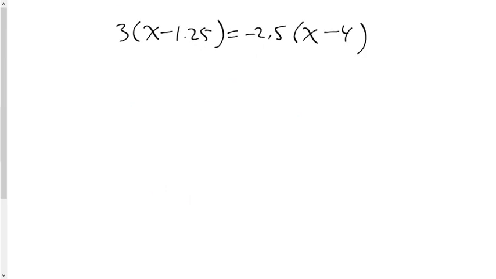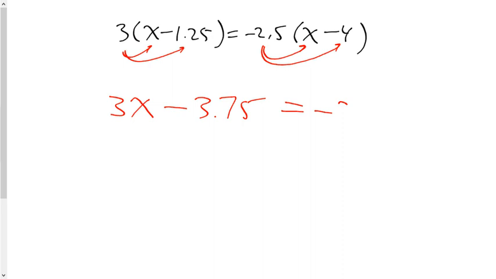And finally, your last question. Not only do we have variables on both sides, but we also have the distributive property. So when you have this type of equation, Mito, what's the first thing you probably should do? Yeah, you should expand both sides using the distributive property. So you need to expand this side because it's a monomial times y, and you need to expand this side using the distributive property. So your new equation would be 3x minus 3.75 equals negative 2.5x plus 10, right? If I expand using the distributive property.